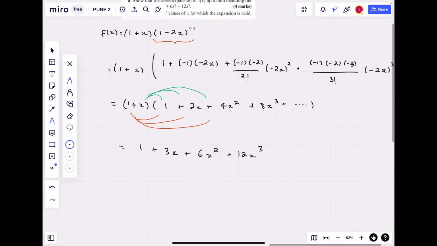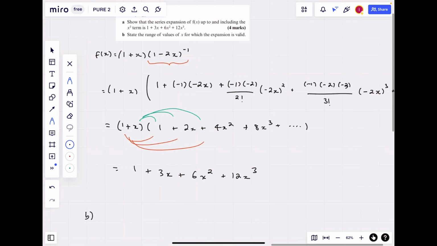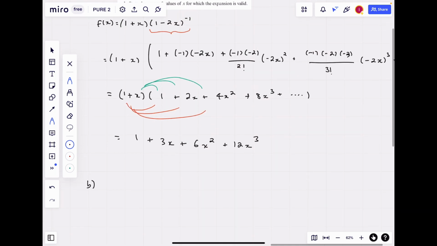Cool. Part B. State the range of values of x for which the expansion is valid. It's only valid when the modulus of bx is less than 1, and when you rearrange this, it's the modulus of x is less than a half. Those are the values for which this expansion is valid. And there you go. That is how you use the factorial notation in binomial expansion.